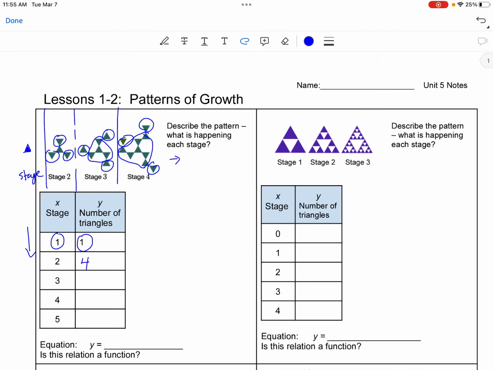So we have 4 triangles here. 4 plus 3 is 7, 10, and 13. And so we see here that each time we're just adding 3 to the previous output to get the next output. So when you're adding the same number each time to get the next output, we call that a constant rate of change. So the rate of change is constant.